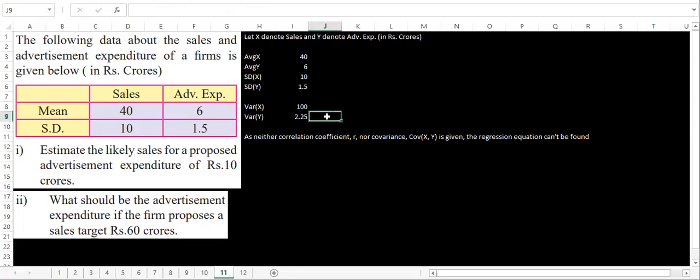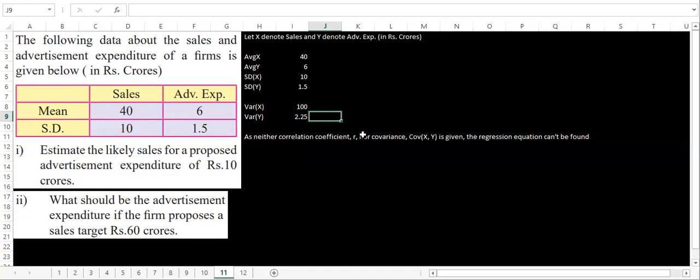There's nothing more that you can calculate from this information. This question is a bit ambiguous, I think, because we are not given any other information. We are not given the covariance. We are not given the correlation coefficient, that is R. So I don't think it's possible to find anything else, let alone the line of regression, let alone prediction of any value. So I don't think there's any way to solve this problem just with the information that we are given. So yeah, that's it.